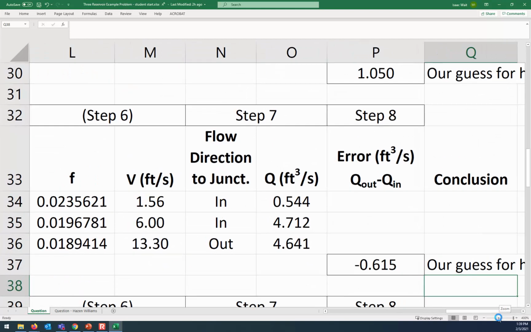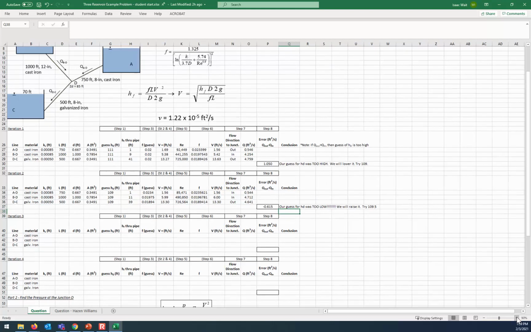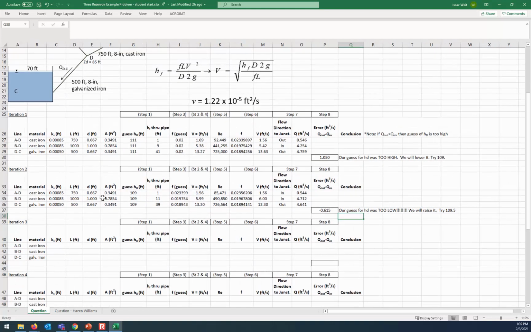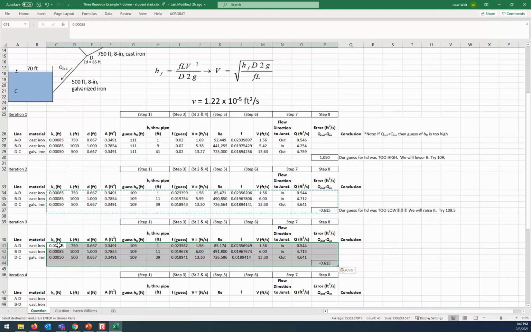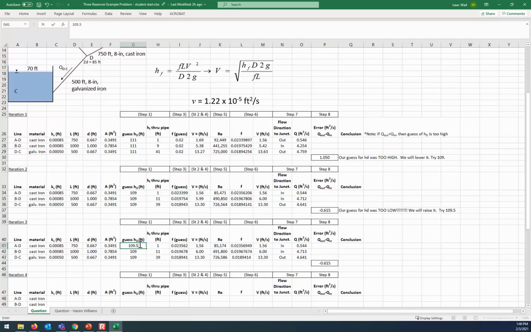That's too far zoomed in. Okay. So copy and paste. Control C, Control V, and we're going to have a new guess, 109.5. Okay. So if we've got 109.5 feet of head at D, there's just going to be a little bit of head loss through that pipe that connects the middle reservoir and the junction. All this other stuff is still valid. We haven't crossed the 110 threshold that would have swapped the flow direction again.